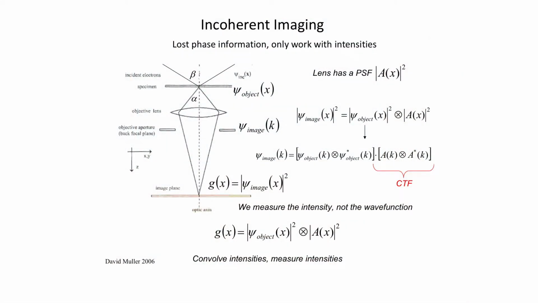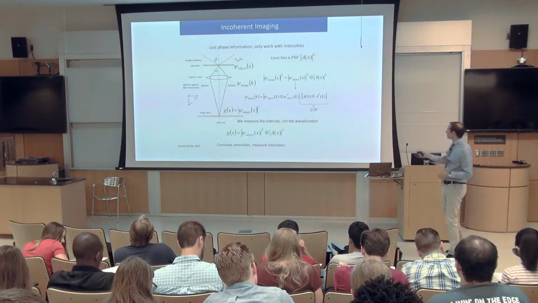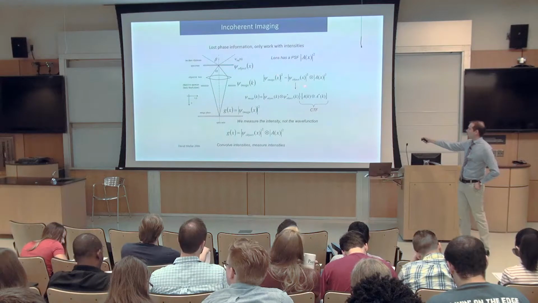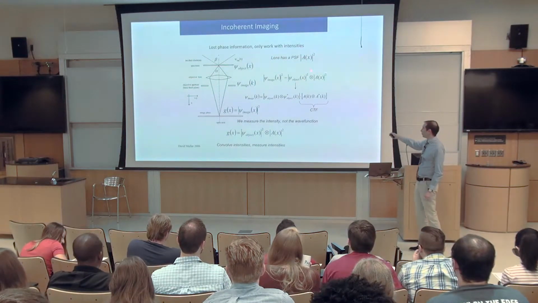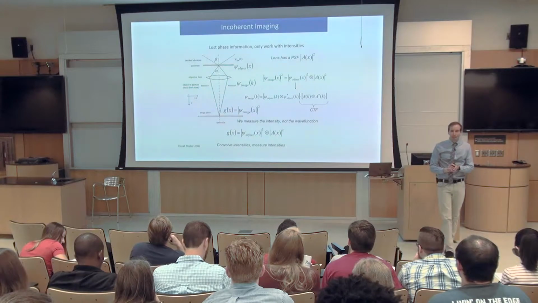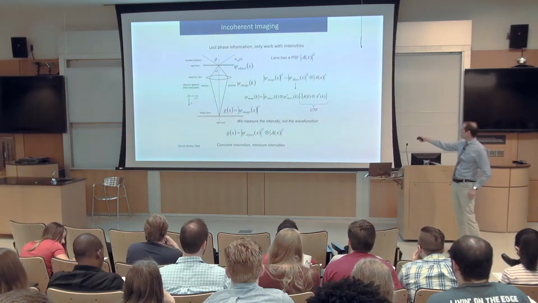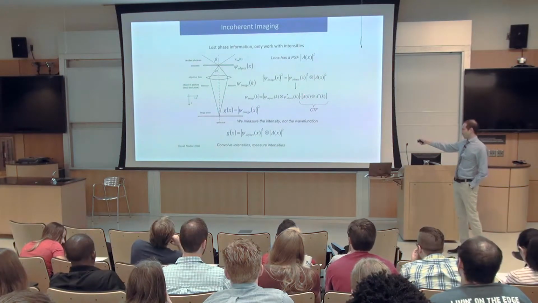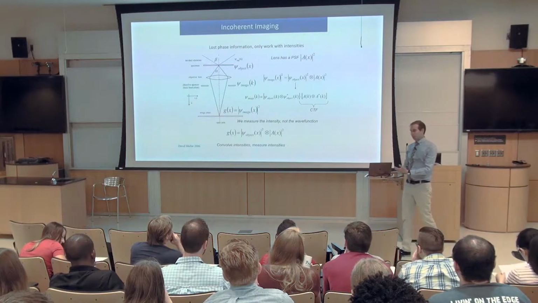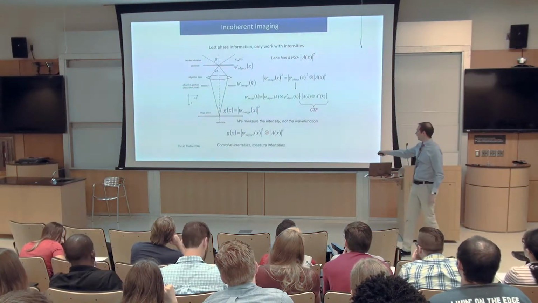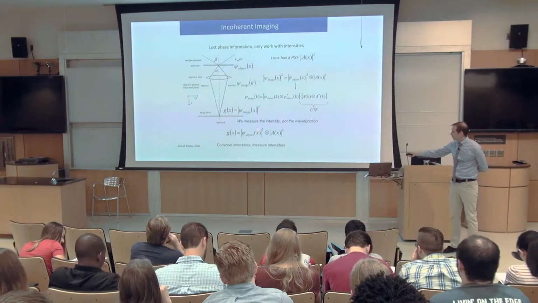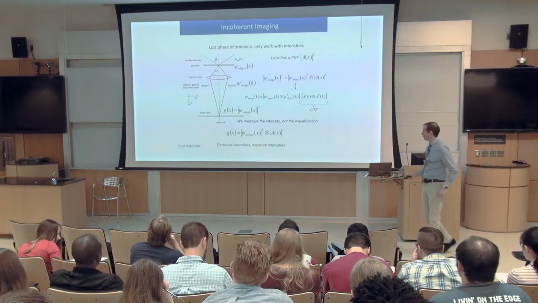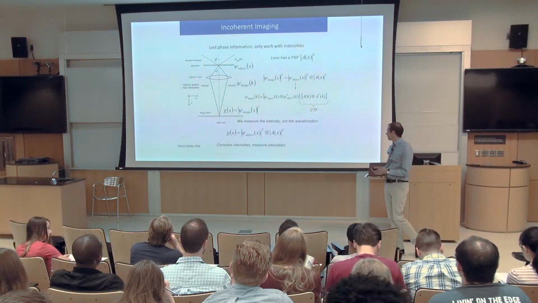Okay, so for incoherent imaging, the model is a little different. In this case, we have our object function. Its intensity squared is simply convolved with the intensity squared of our point spread function, of our aperture function. In reciprocal space, our contrast transfer function is the Fourier transform of A of x squared, which is just a self-convolution with its complex conjugate. So what we measure ultimately to get our image is the convolution of our object with our point spread function, which is our aperture function squared. So we convolve intensities, we measure intensities.